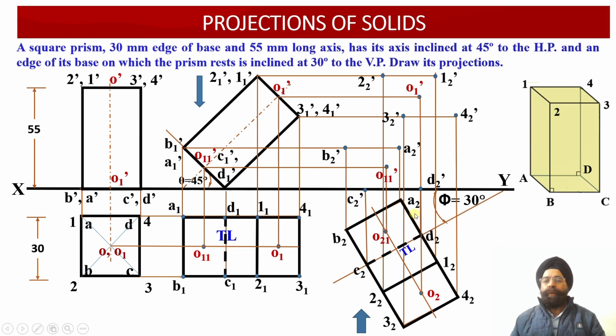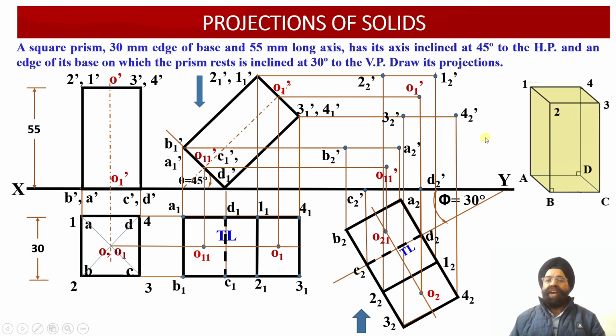So all the 10 points we have been able to obtain in the elevation projection view corresponding to the oblique solid. Now which are the edges which we need to join? We need to join the top face 1,2 dash, 2,2 dash, 3,2 dash, 4,2 dash and 1,2 dash. Similarly, corresponding to the base, we need to join the base edges A2 dash, B2 dash, C2 dash, D2 dash and A2 dash. And besides this, we need to join 1,2 dash A2 dash, 2,2 dash B2 dash, 3,2 dash C2 dash and 4,2 dash D2 dash.